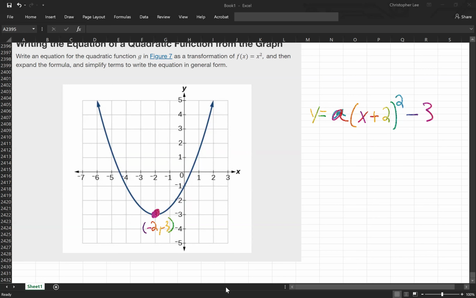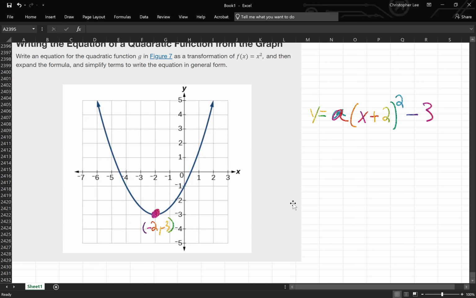So if it had moved up, it would have been like plus K. That's it. So to figure out A, here's what we're gonna do, right? We're gonna take one of the points that we have on the graph, and we're just gonna plug it in, right? So looking for a nice point here.